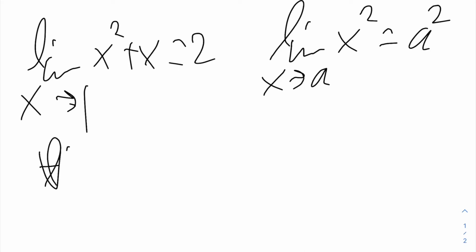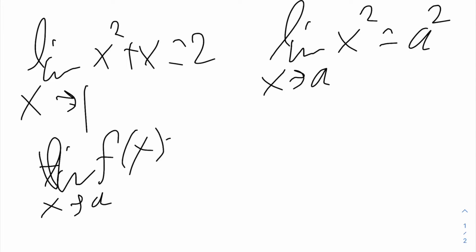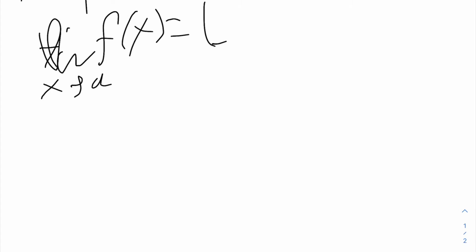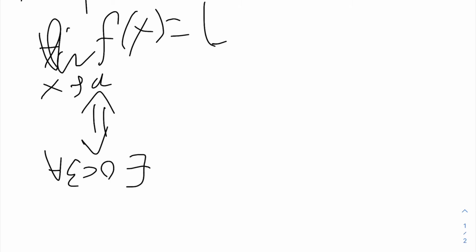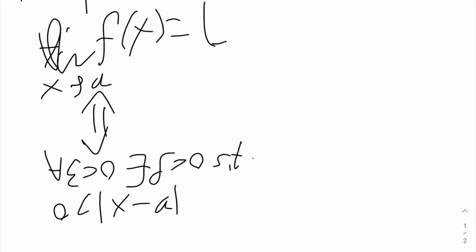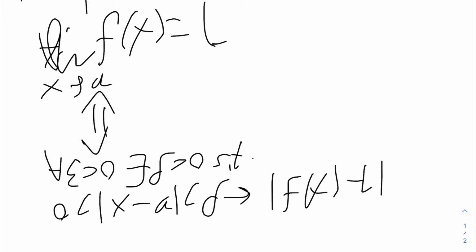So the limit as x approaches a of f of x is equal to L. And then for this limit, the definition is for all epsilon greater than 0, there exists a delta greater than 0, such that the following implication holds, which is that the distance between x and a being greater than 0 and less than delta implies that the distance between f of x and L is less than epsilon.